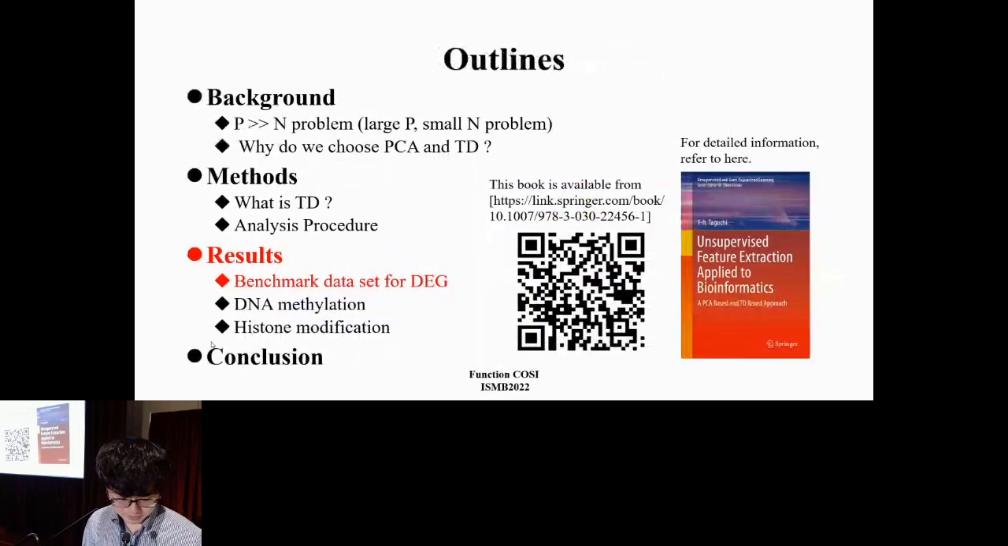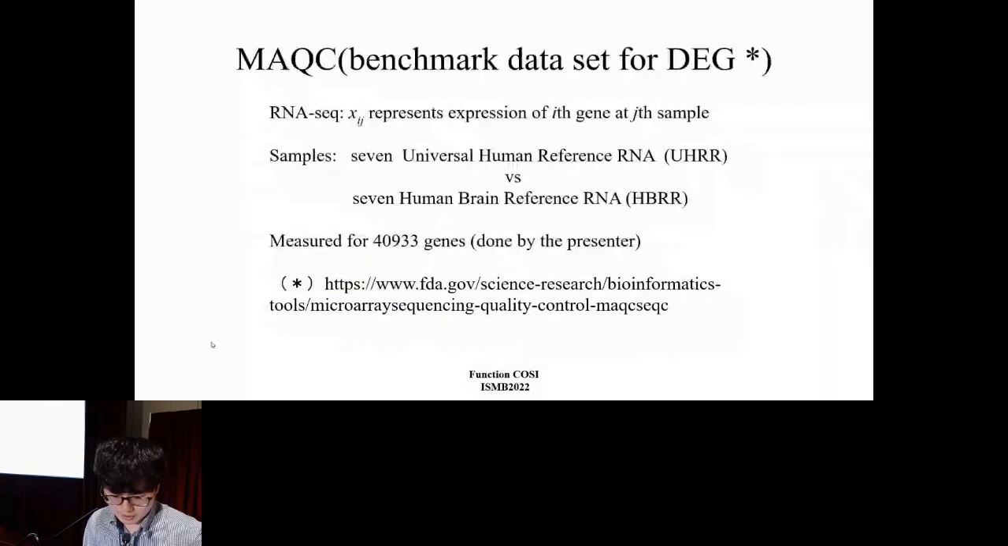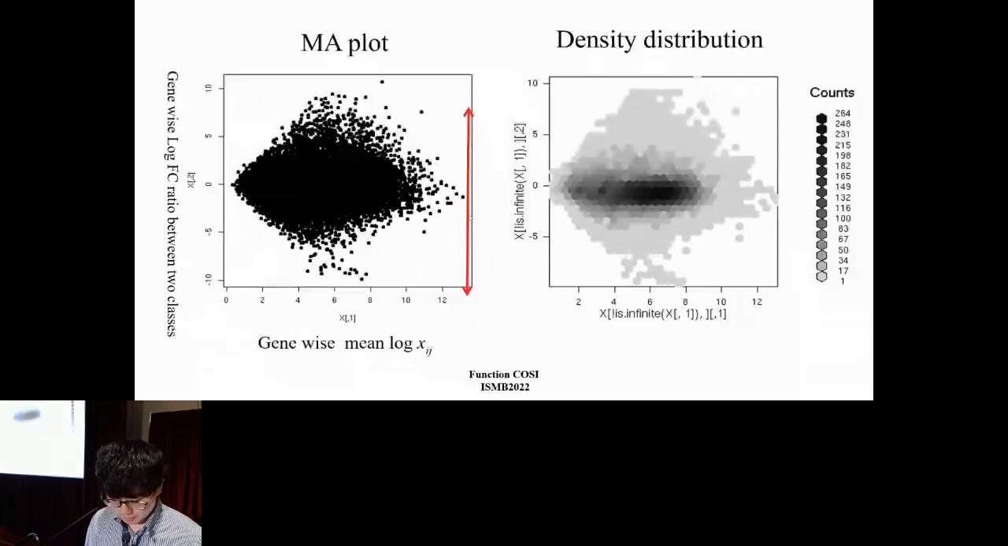Finally, results, benchmark dataset. MAQC is frequently used for benchmark studies. We analyze RNA-seq. x_ij represents expression of the ith gene in the jth sample. Samples are 7 universal human reference RNA and 7 human brain reference RNA. The MAQC data looks like this. The density distribution shows that some genes are common, like this, and some are different among the samples.